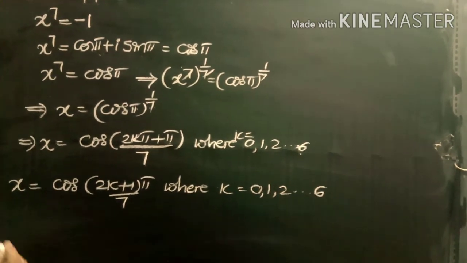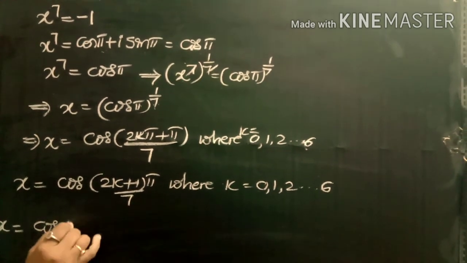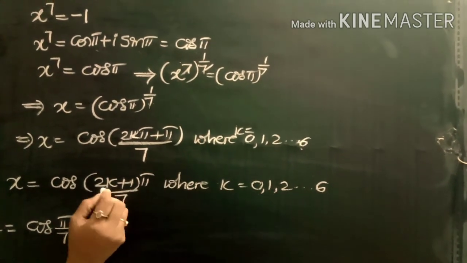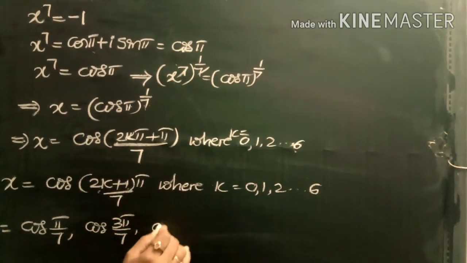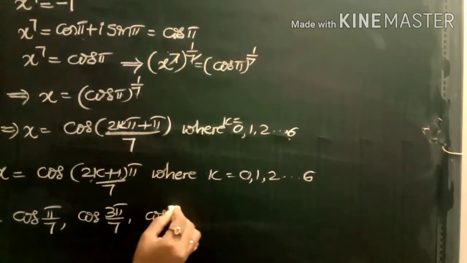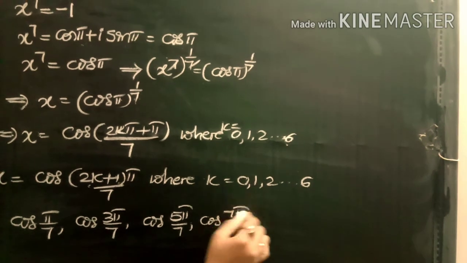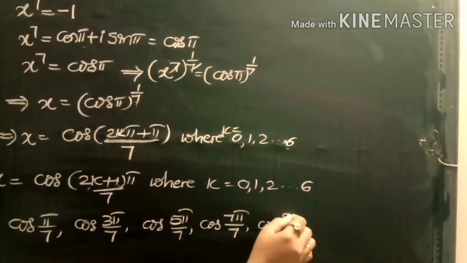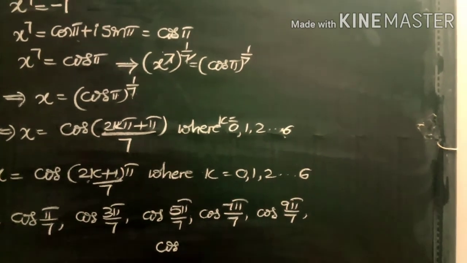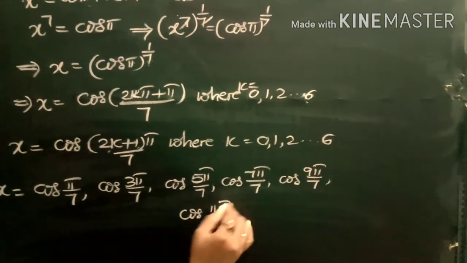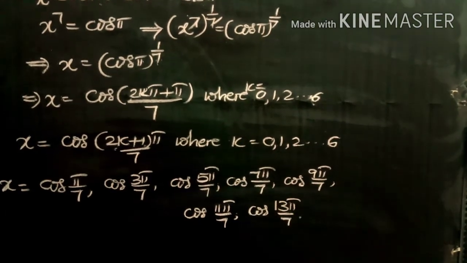Now replacing the values one by one, first taking k equal to 0, we get cis π by 7. And next value, taking k equal to 1, 2 + 1, cis 3π by 7. Next taking k equal to 2, then 4 + 1, 5π by 7. Next taking 3, 7π by 7. Next taking 4, 9π by 7. Next taking 5, 11π by 7. Next taking 6, 13π by 7. That's all.